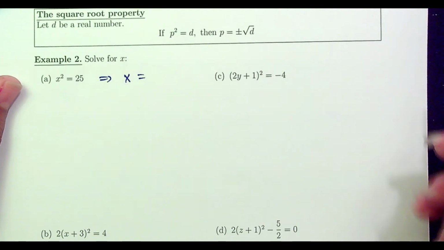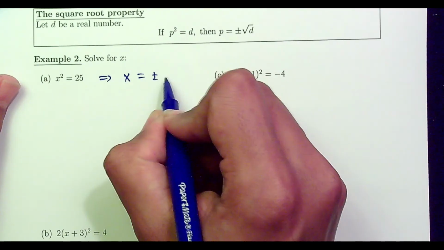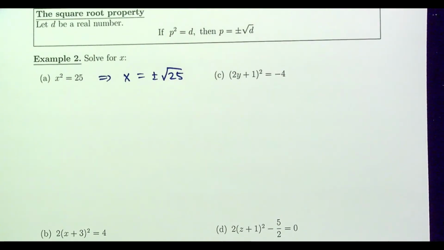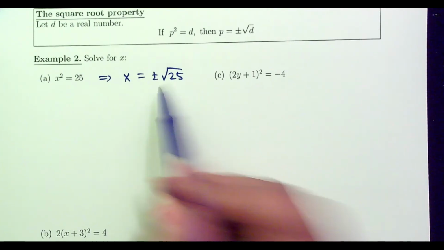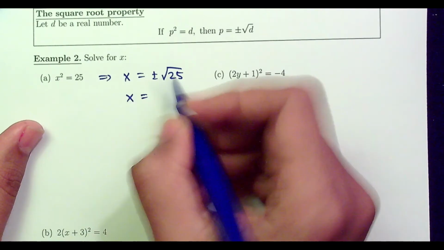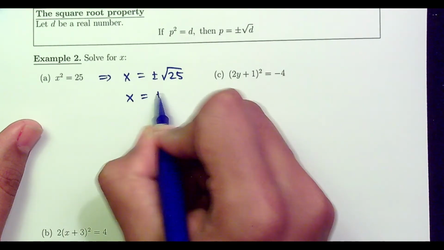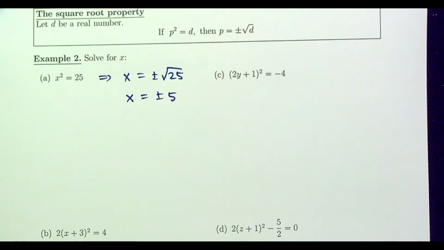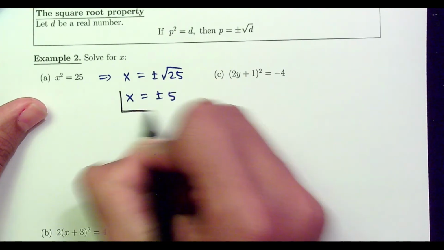And on the right hand side, you take the square root of 25, but you have to remember to put plus or minus. So take the square root on both sides, and on one side put plus or minus, on the side opposite of the x. So in this case, this side. And then of course you simplify and you get your answer. So the square root of 25 is 5. So x equals plus or minus 5. So that is the answer.